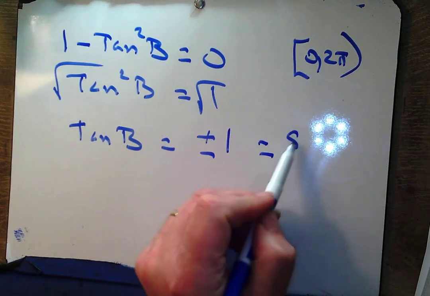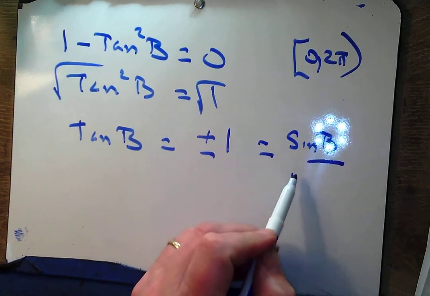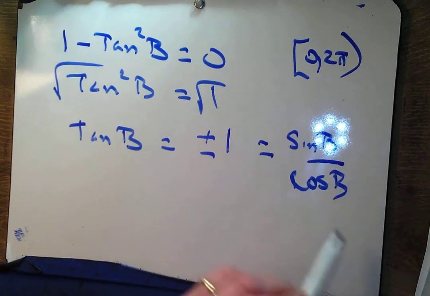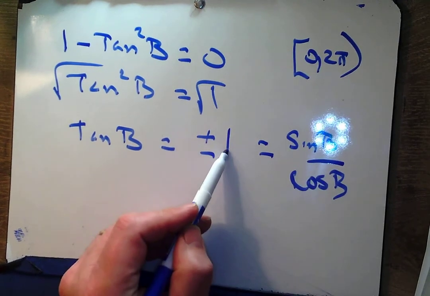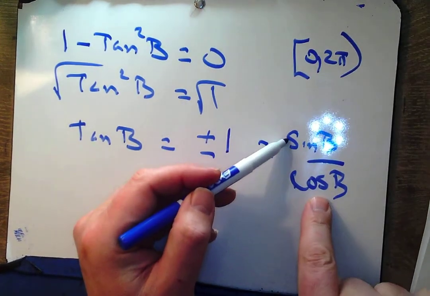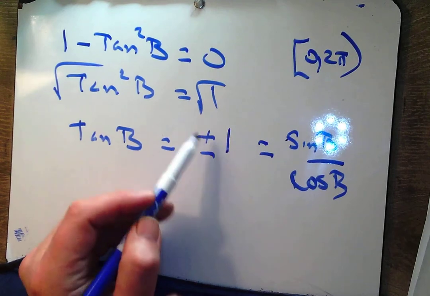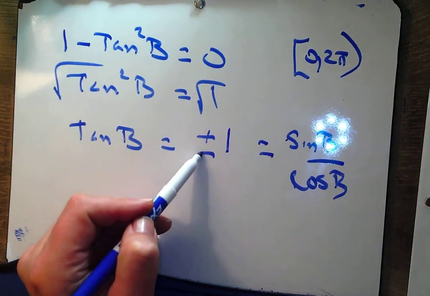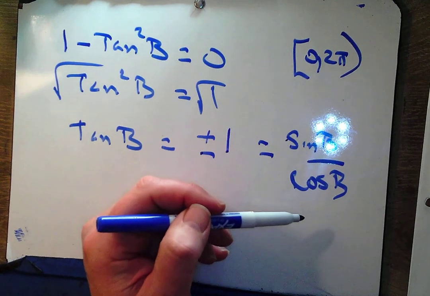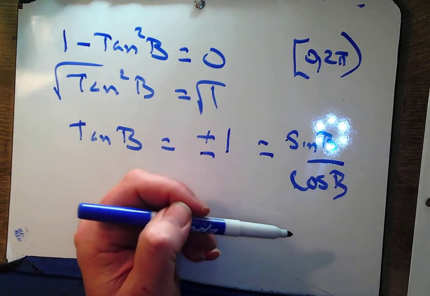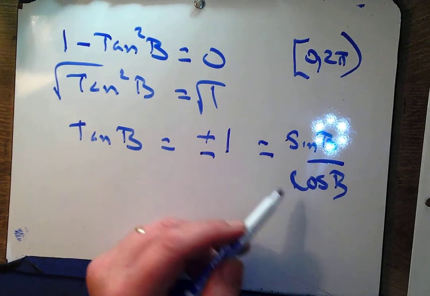Well, remember, tangent beta is the same as sine beta over cosine beta. And in order for this ratio to be equal to 1, these numbers have to be the same. And in order for the ratio of these to be -1, we need these to have opposite signs. One is positive, one is negative. So where does that happen?